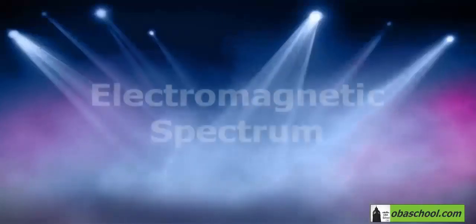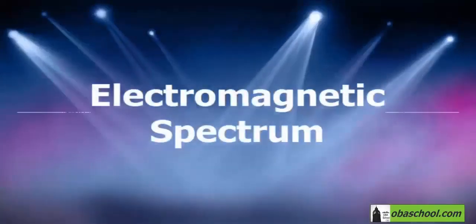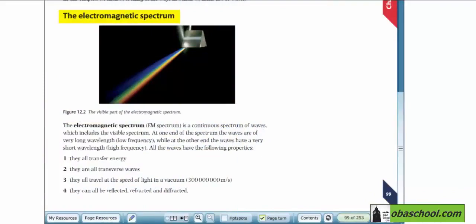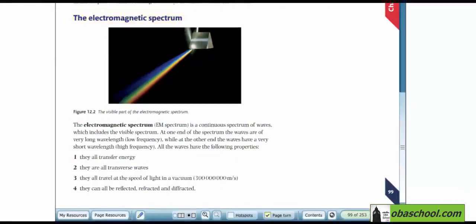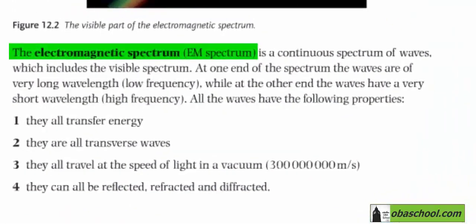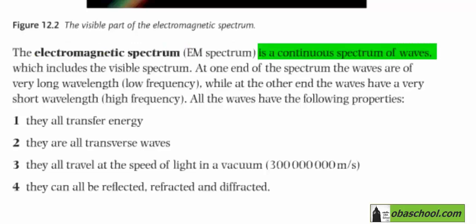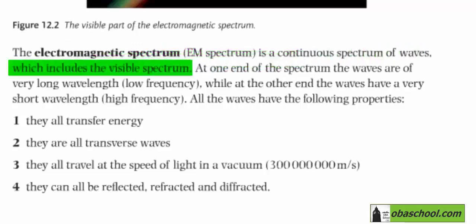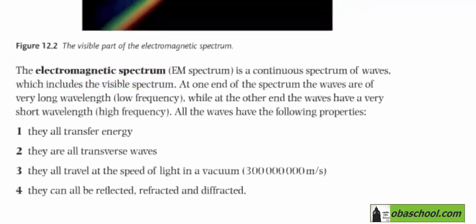The electromagnetic spectrum. We will learn in this video about the electromagnetic spectrum and its main characteristics. The electromagnetic spectrum, EM spectrum, E refers to electro and M refers to magnetic. It's a continuous spectrum of waves which includes the visible spectrum, as you can see here in the figure.